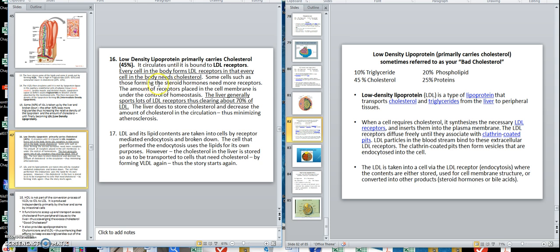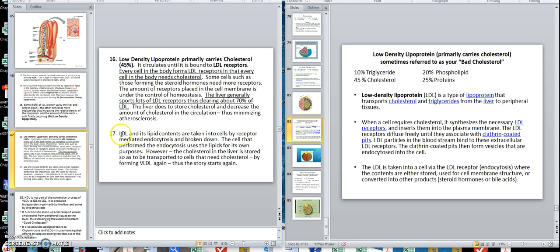Some cells, such as those forming the steroid hormones, because remember, cholesterol is the precursor for all that, need more receptors. It's like they have more antennas for it. The amount of receptors placed in the cell membrane is under the control of homeostasis. Okay? Now, what will happen is then, every cell in the body will take its cholesterol. And then whatever's left over from the LDL can go to the liver.